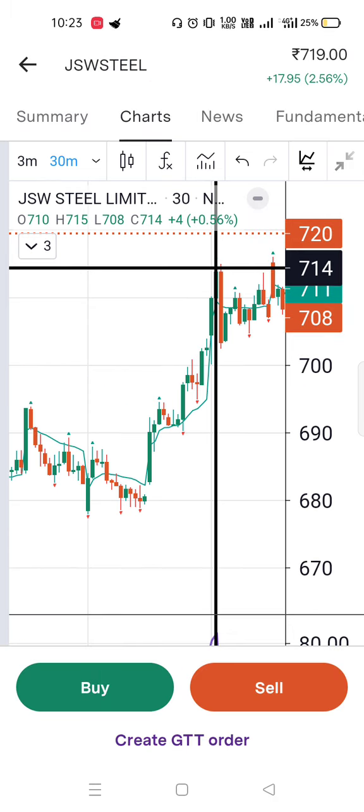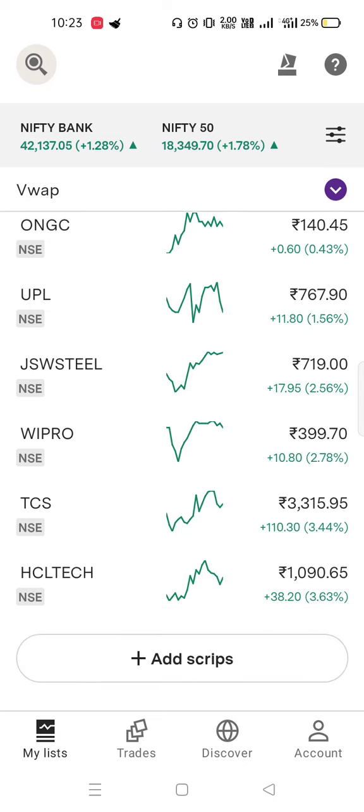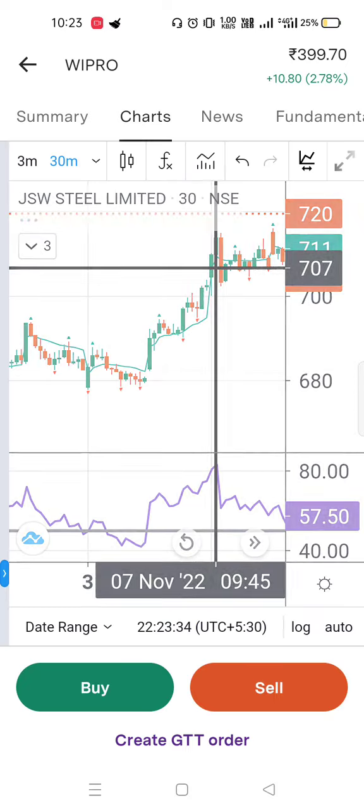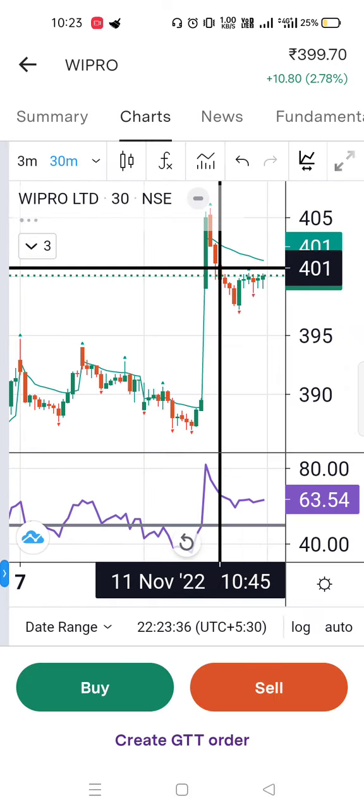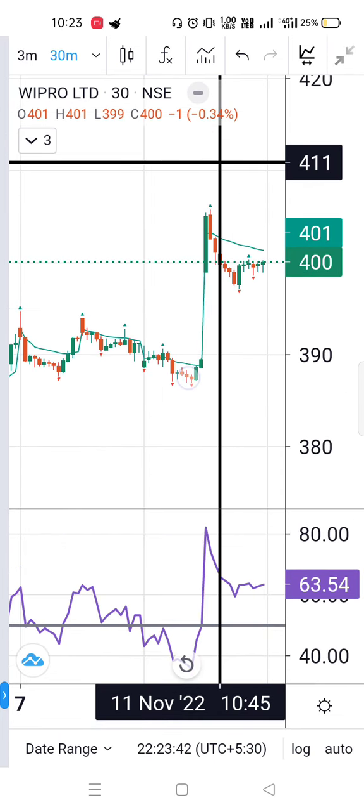Can we go for the next stock after JSW Steel? I would like to go for Wipro. So in Wipro, can we check what the momentum was? In Wipro also, I think there was a gap up here. Can we go for the gap up?